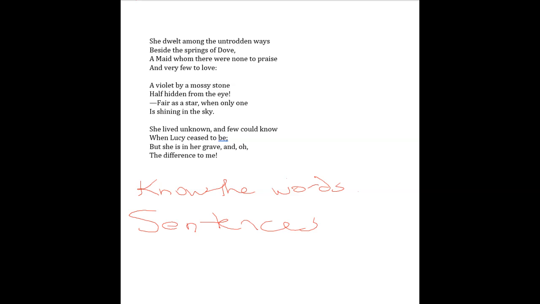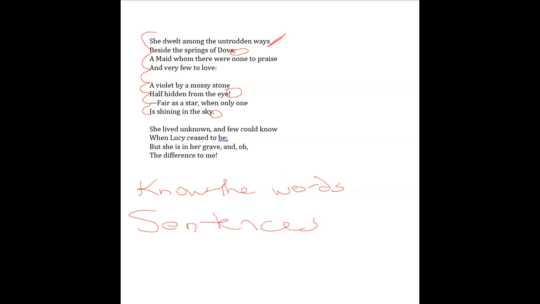The second principle is that poems happen in sentences. They do not happen in line endings. So it's very tempting to read to here and stop. She dwelt among the untrodden ways, beside the springs of Dove, a maid whom there were none to praise, and very few to love. Resist that temptation. Pay attention to the punctuation. So you've got a comma right here, you've got an exclamation point right here, and a period right here. And really, these first two stanzas are all one long sentence.